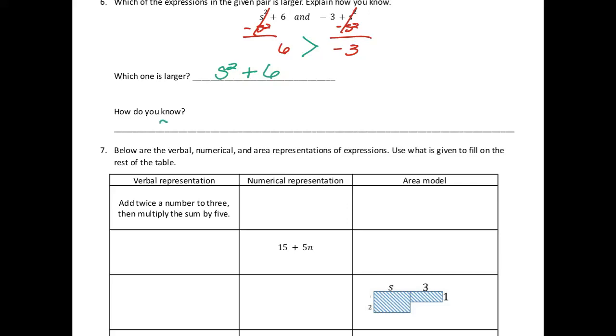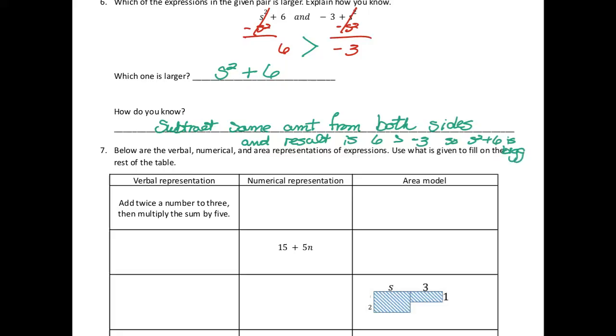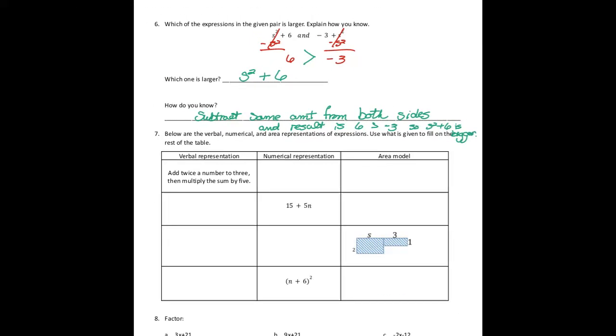Okay, how do you know? Subtract the same amount from both sides. So yeah, it's not just that you have to do the math, you do have to do a little explaining. Subtract the same amount from both sides, and the result is 6, which is greater than negative 3. So s squared plus 6 is bigger. Something like that. Okay? Both sides of the inequality, yes. All right, what else? Subtract the same amount from both sides, and the result is 6 is greater than negative 3. So s squared plus 6 is bigger.